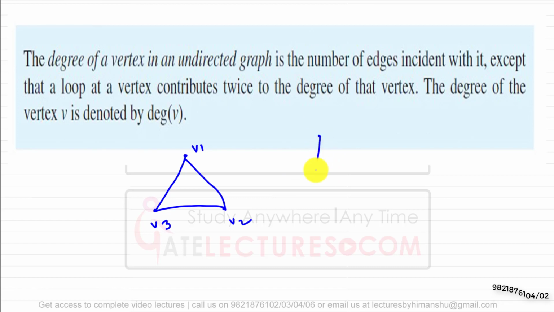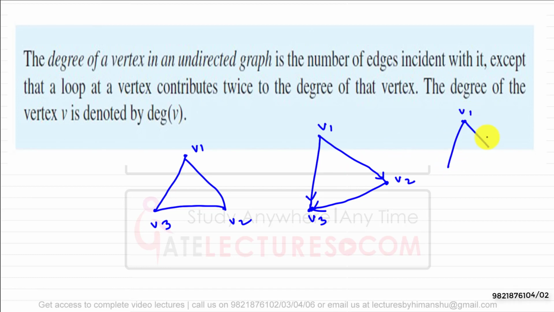This is a second graph, which is a directed graph. Directions are given. This is vertex v1, this is vertex v2, and here is vertex v3, and this is representing an edge. And we have one more graph here. This is vertex v1, this is vertex v2 with a self loop, and this is vertex v3.